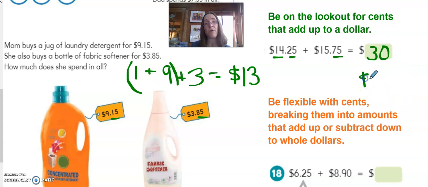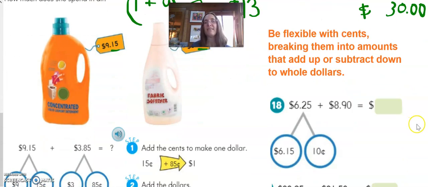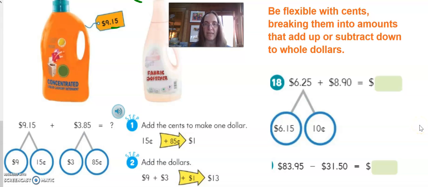But another way to write it, if you prefer, and it is your choice, would be $30 and no dimes and no pennies. Now the last thing to think about is to be flexible with cents, breaking them into amounts that add up to whole dollars.